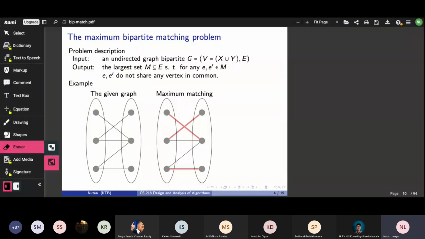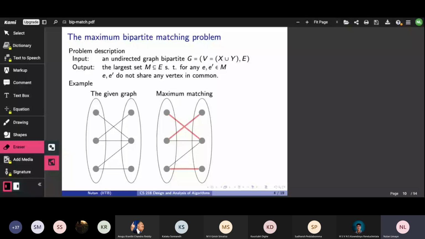And the bipartite only comes from the fact that the underlying graph is bipartite. The maximum matching problem for general graphs would mean that the graph is not necessarily bipartite. Here too there are several ways of solving this problem, but we will derive the solution for this as an application of the Max-Flow Min-Cut theorem.